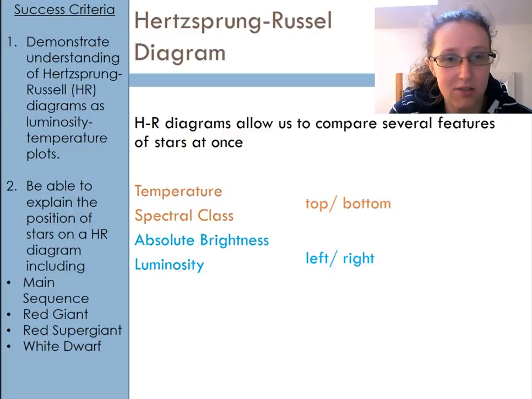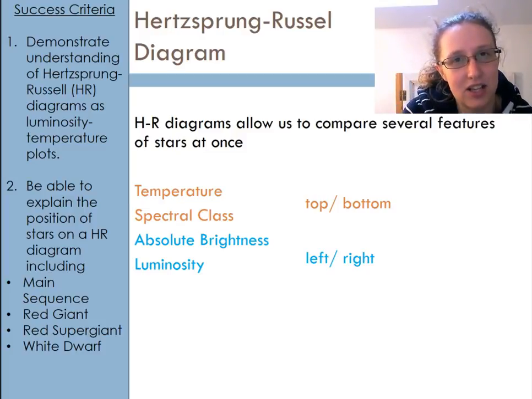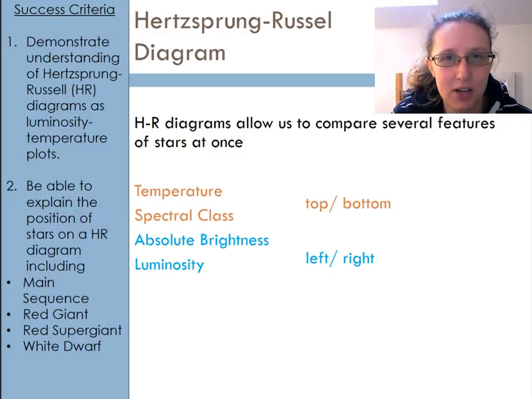Now, a full Hertzsprung-Russell diagram lets you compare temperature, spectral class, absolute brightness and luminosity, so these four features all at once. And generally you'd have temperature and spectral class on the top and the bottom, and absolute brightness and luminosity on the left and the right-hand side. And that's because they're very closely linked.